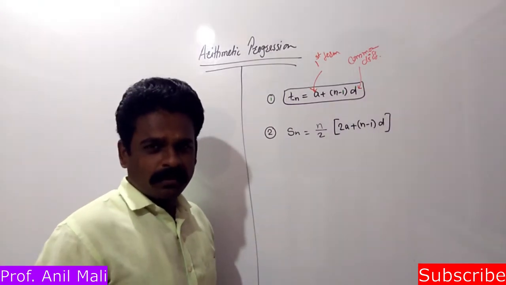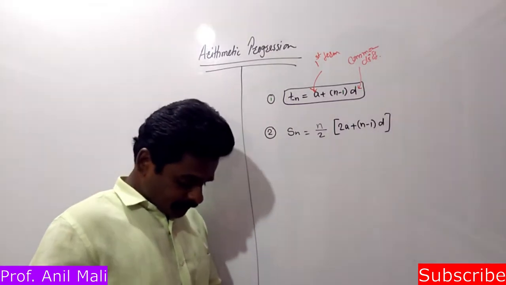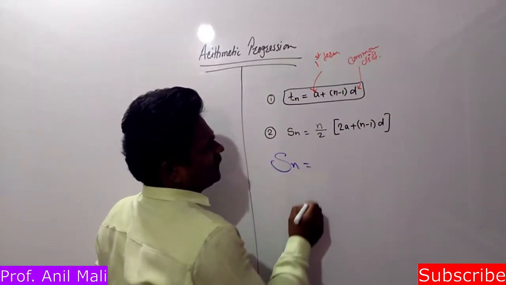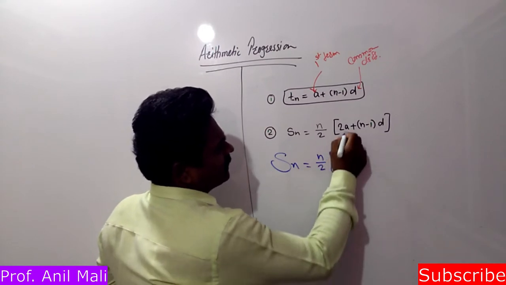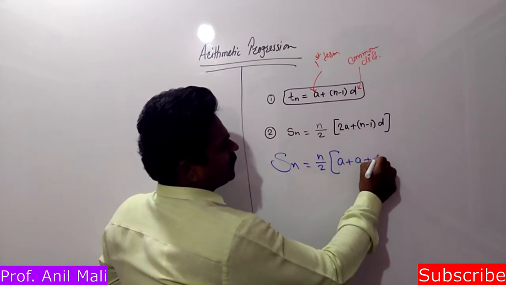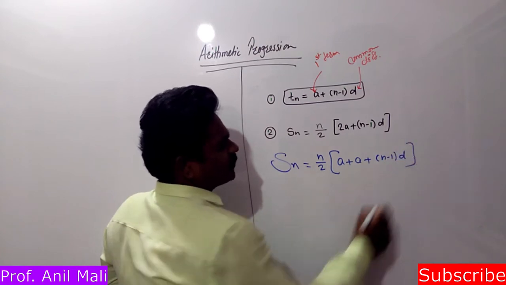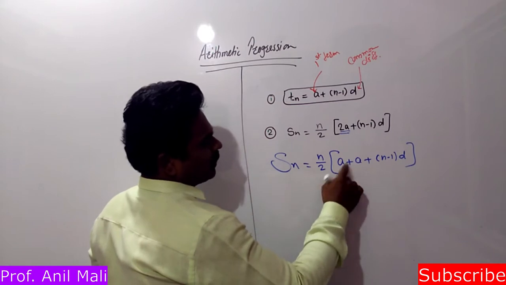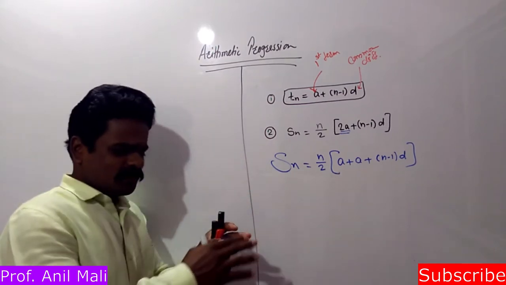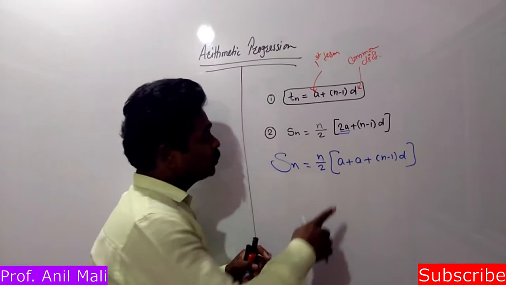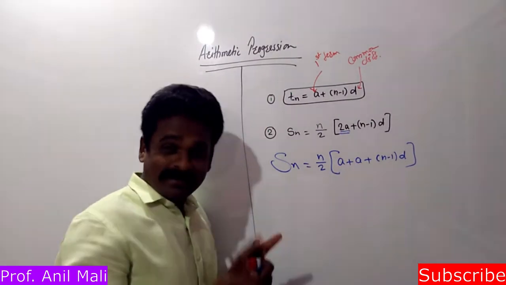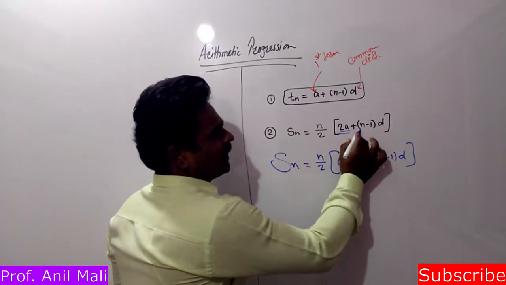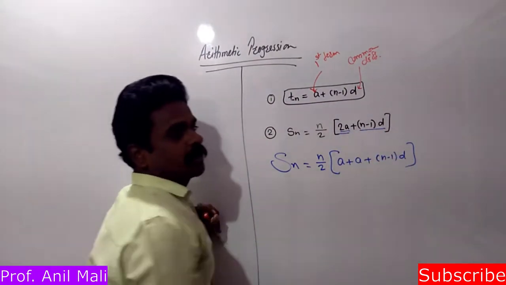Okay, fine, no problem. Now see friends, can I write this Sn is equal to n by 2 into the bracket a plus a plus n minus 1 into d in this form? This 2a I have split into two parts, a and a. So a plus a will become 2a. So a plus, already n minus 1 into d was there, so n minus 1 into d is here.